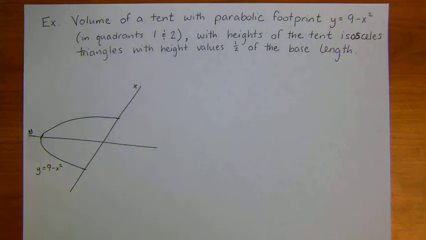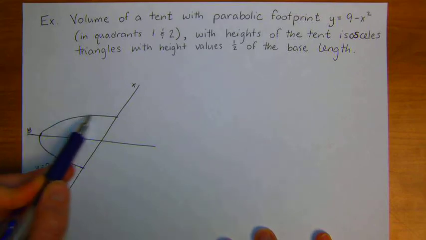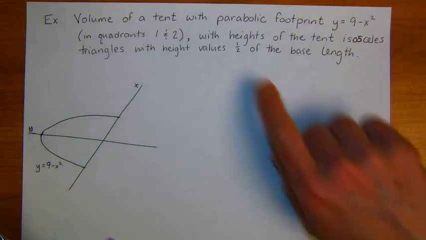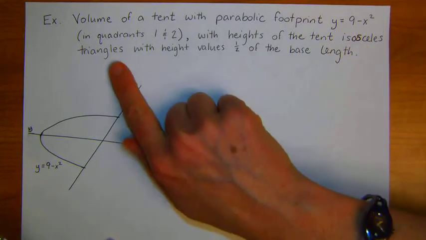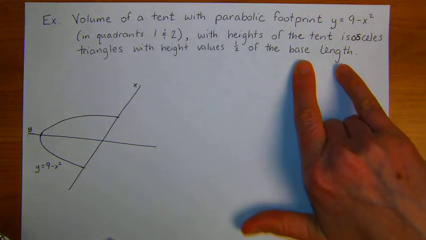These are difficult examples, and I'm going to do another example of using integration to find the volume of a geometric solid. This is an even crazier shape that we're going to try to find the volume of. Suppose we have a tent with a footprint, meaning the bottom of the tent, given by the function y equals 9 minus x squared in quadrants 1 and 2, so just the positive part of this parabola. And the heights of the tent are isosceles triangles with height values of half of the base length.